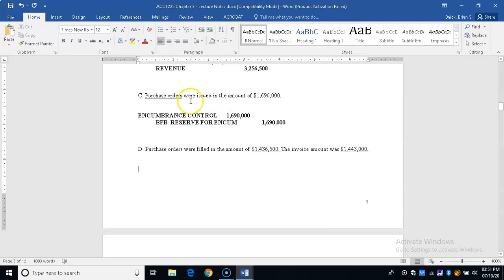Well, if you set money aside, you make this journal entry. So if you take money off the table, if you take money out of what you set aside, you're going to just reverse this journal entry. So budgetary fund balance, reserve for encumbrance. How much are you releasing? It's this amount.